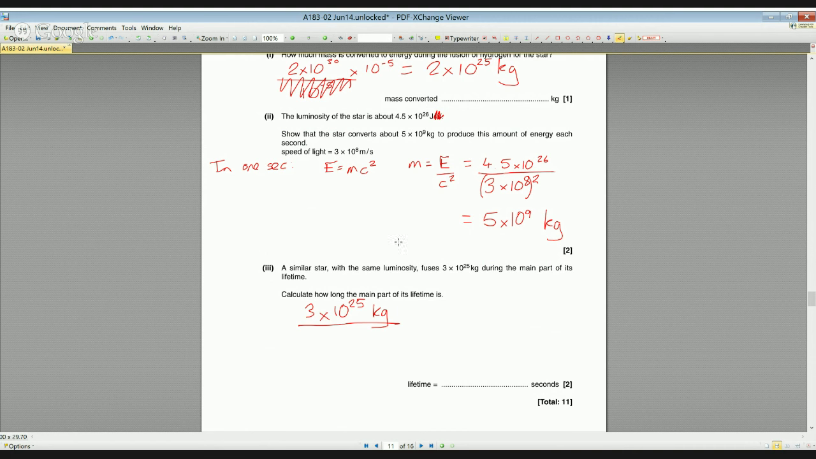If we divide that by the rate at which the fusion happens, which is 5 times 10 to the power of 9 kilograms, but this is every second, so kilograms per second, this will now give us an answer. We can cancel the kilograms. It will now give us an answer of 6 times 10 to the 15. Similar to below, we've got per second on the bottom here, so that's like having seconds on the top. So 6 times 10 to the power of 15 seconds is the lifespan.